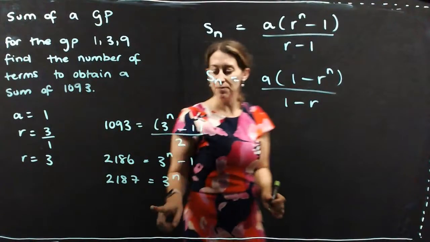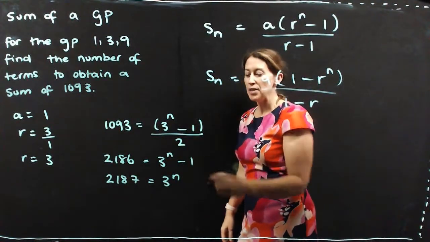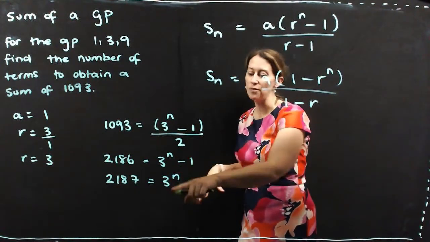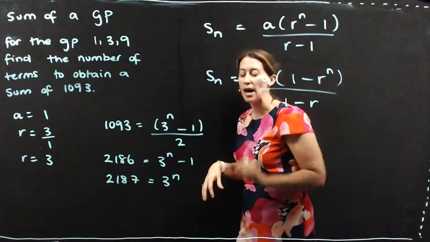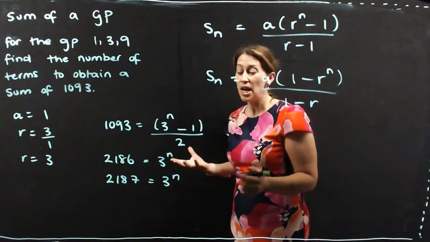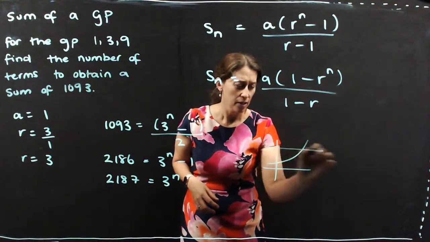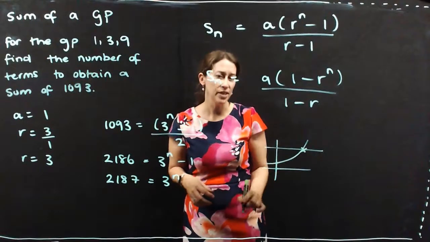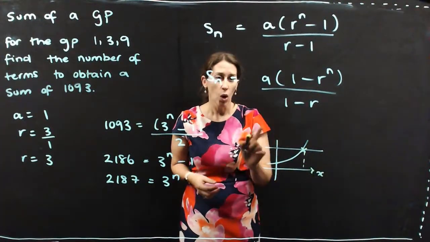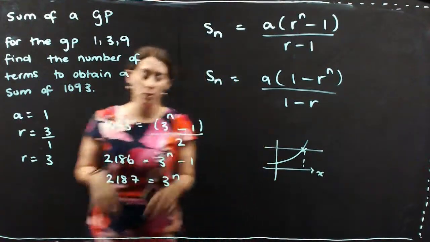Now what I have here is an unknown power, so I'm solving for an unknown power. You can have a go by plotting it on your classpads. You can plot the graph of y equals 3 to the power x and the line y equals 2,187. And what you'll find is the two intersect at a point, and the point where they intersect is actually our solution, the x coordinate. Or there's a more sophisticated way that we do it, which is by taking logs of both sides.